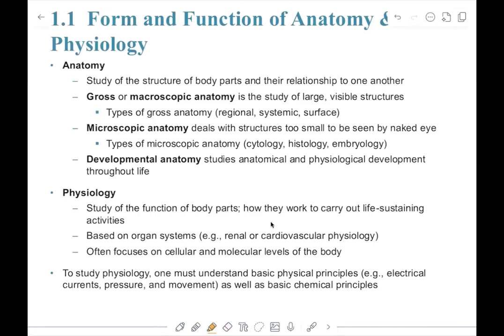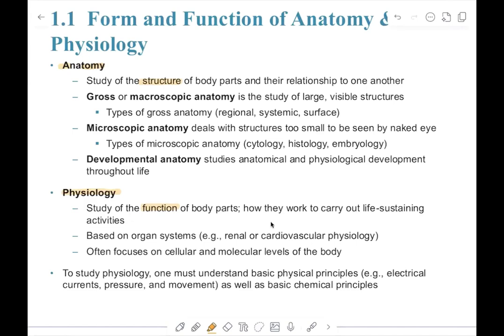The word anatomy simply refers to the structure. So it's the structure of body parts and their relationship to one another. Whereas physiology is referring to the word function. So the function of body parts and how they can carry out life sustaining activities. There's going to be some subcategories of each that you should be aware of.